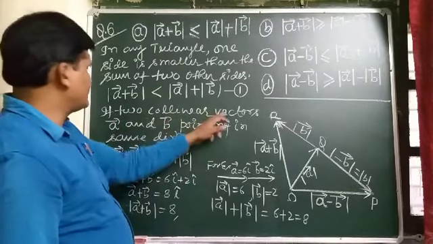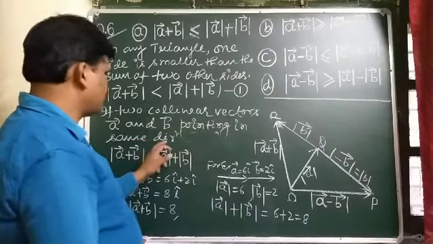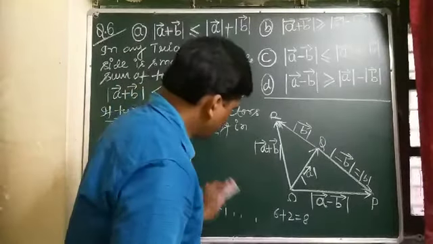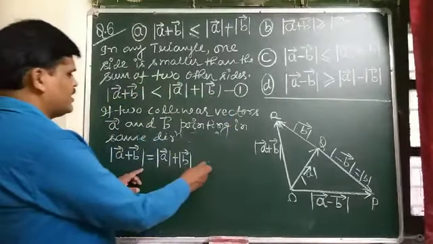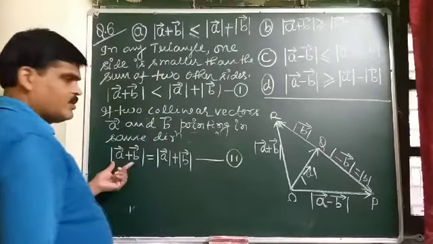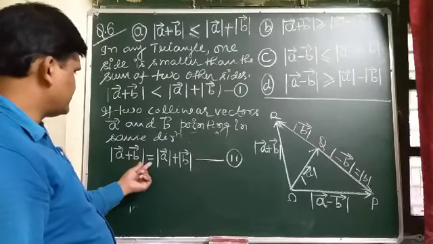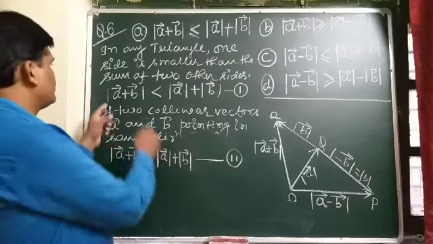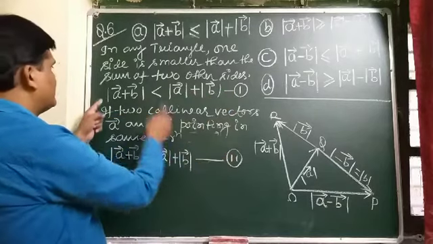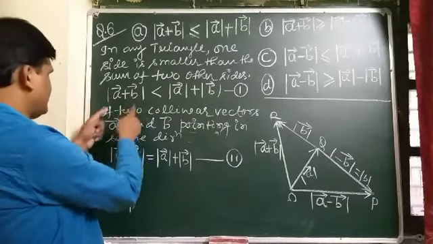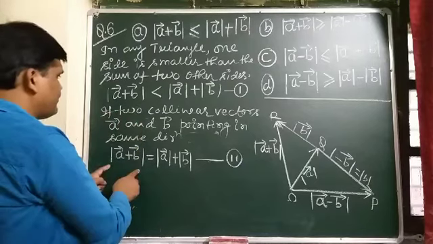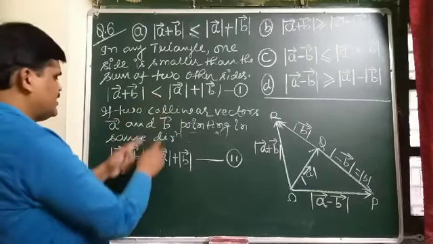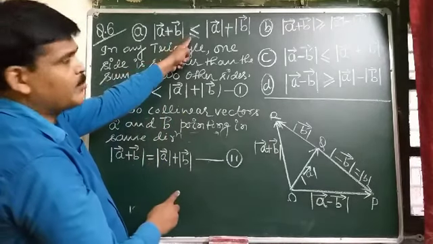So if two collinear vectors A and B are pointing in the same direction, then mod vector A plus vector B is equal to mod vector A plus mod vector B. Now student, in equations 1 and 2, the left hand side, mod vector A plus B, is the same, and the right side is also the same. Here there is a less than sign, and here an equal to sign. So we have to prove this.